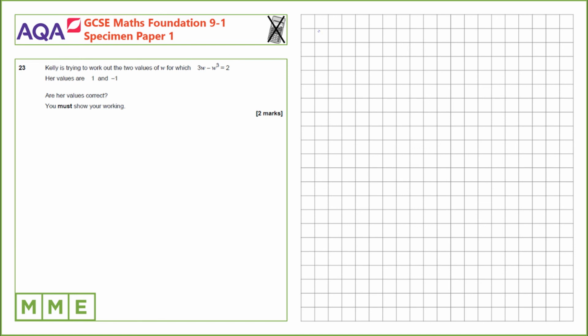Let's try it for 1. So 3 times 1 minus 1 cubed. 3 times 1 is 3, and 1 cubed is 1. So that's 3 take away 1, which equals 2. That value is correct.